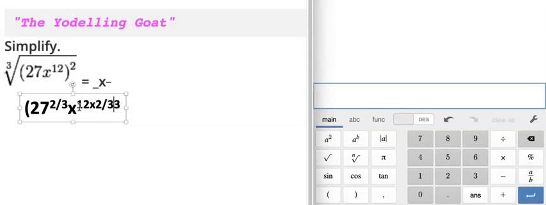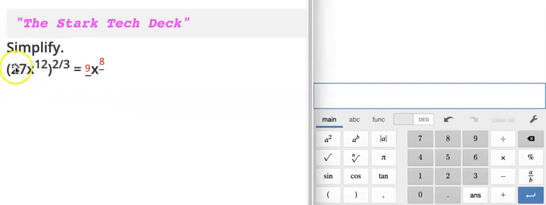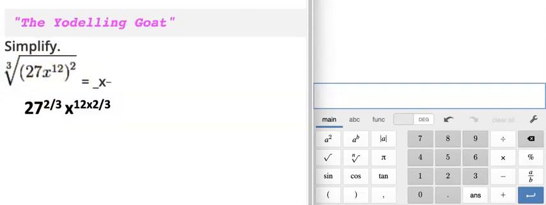I kind of like how that works out when I do these on PowerPoints. Slide the cursor over, move that right there. There we go. Okay, all I've got to do is simplify. I think we did this one earlier. Let me see here. Yeah, we've got 27 to the 2/3. There it is on the Stark Tech deck.